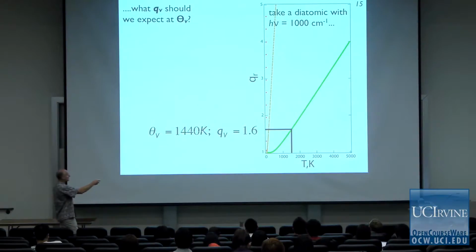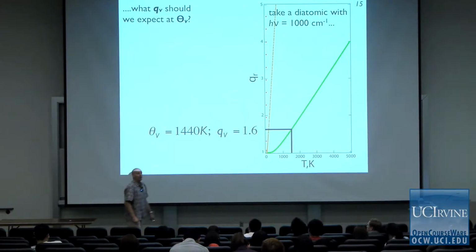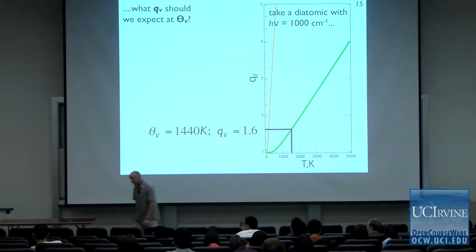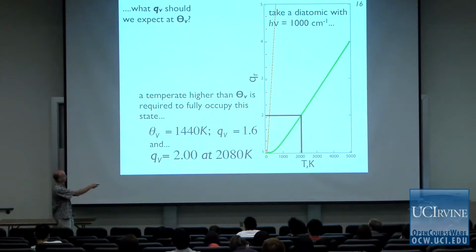1.6. Now the characteristic vibrational temperature is an order of magnitude higher, but the partition function at that temperature is still 1.6. Still the same 30%-ish trend to get full occupation? Yes. So if I go 30% higher than 1,400, I get 2,080, and that's what it would take to get there.